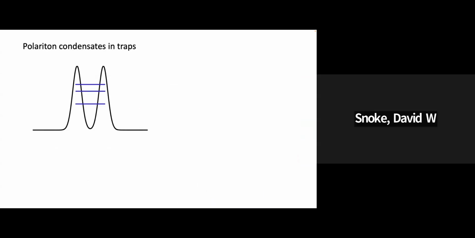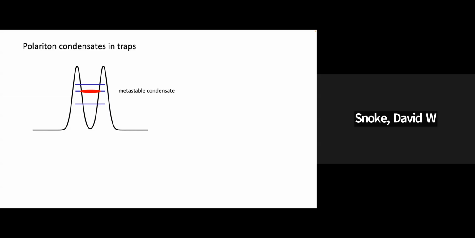All right, so in general, when people have looked at these, you don't have to have a really complicated spatial geometry to trap them. You can just take two laser spots or four laser spots and put them near each other, and that will lead to a confining force felt by the polaritons.